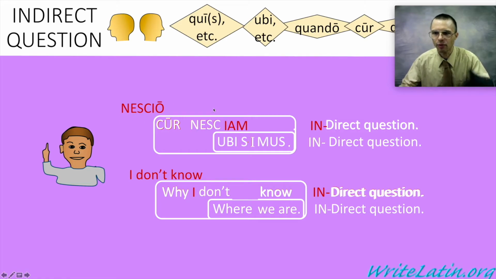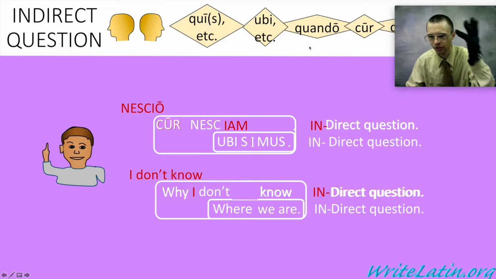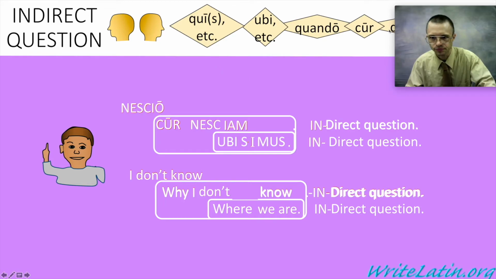So anytime you have a main verb reporting something, and the thing reported is a question, that's going to go into the subjunctive, and it's going to be called an indirect question. Alrighty, so that's what we have in this. Of course, notice up top here the conjunctions, which will introduce an indirect question. Who, where, when, why, how, etc., etc., etc.